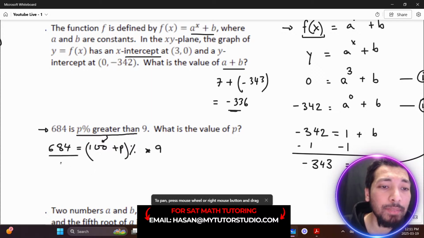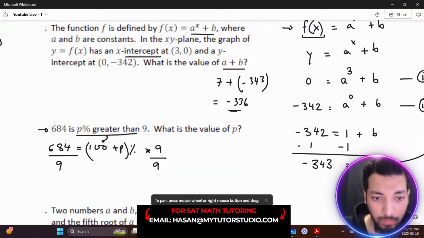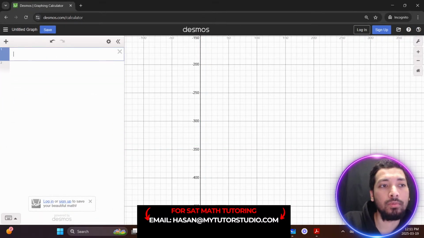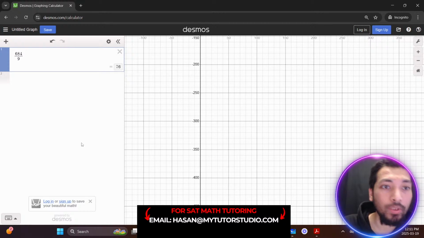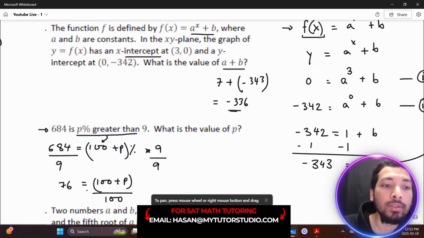Here, we divide both sides by 9. If we use Desmos here, 684 divided by 9, we get 76. So 76 is equal to 100 plus p%. And any percentage is basically that value divided by 100. So now we just need to solve for p here.